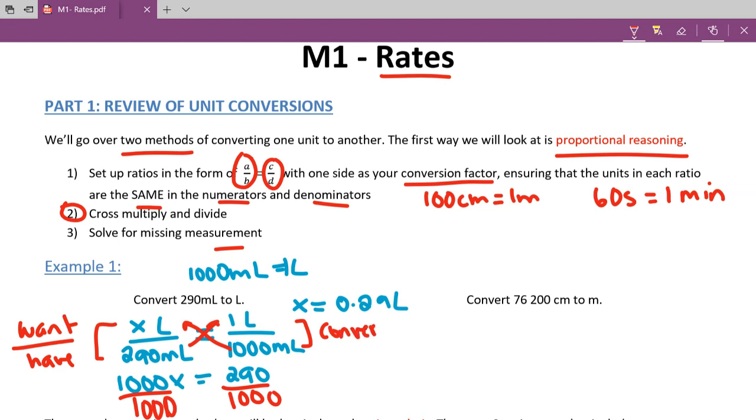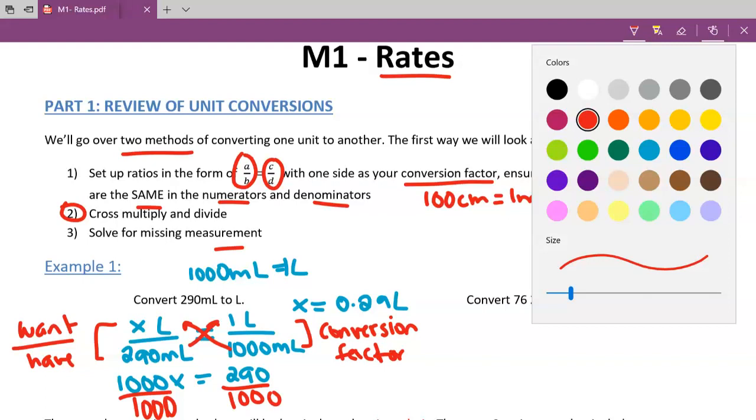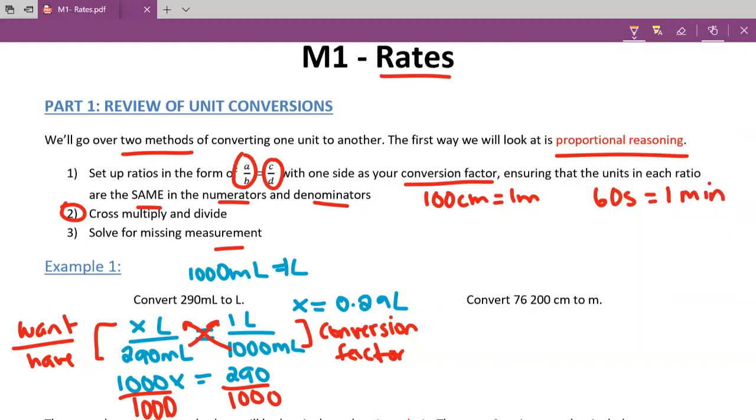And then on the right side, I just set up my conversion factor. So let's use that same idea to set up this next one. Let's take what I want. I want meters. But I want to know how many meters it is out of the centimeters that I already have. Right, the 76,200 centimeters. And that's going to be equal to, how are these things actually related?